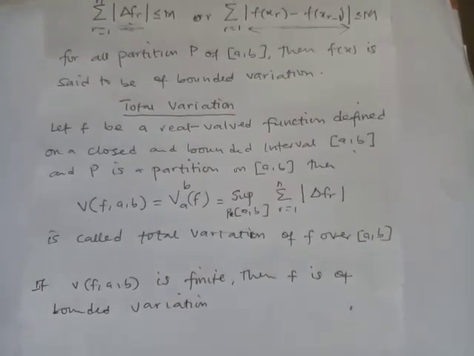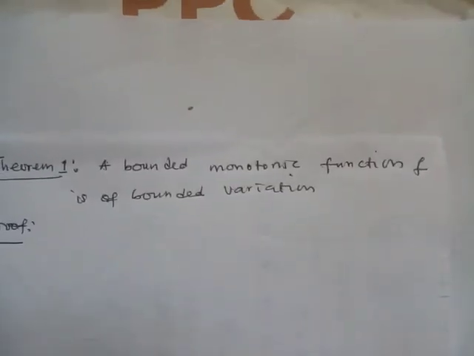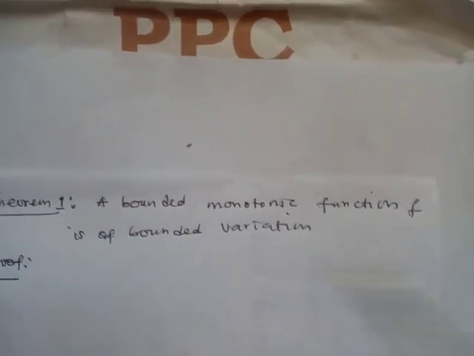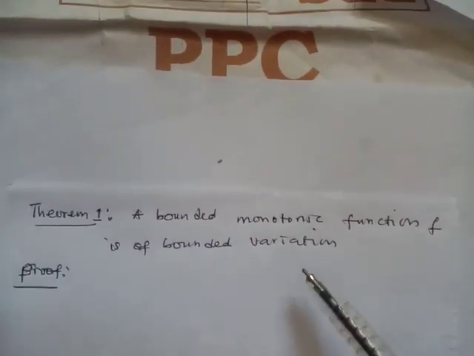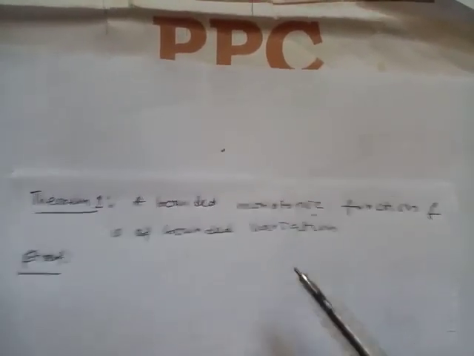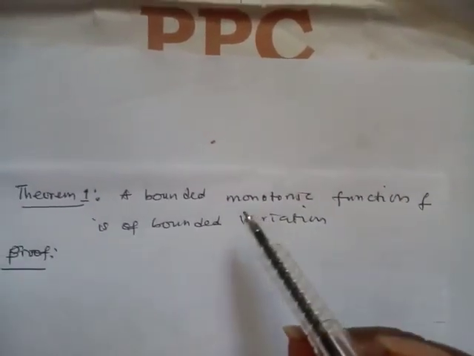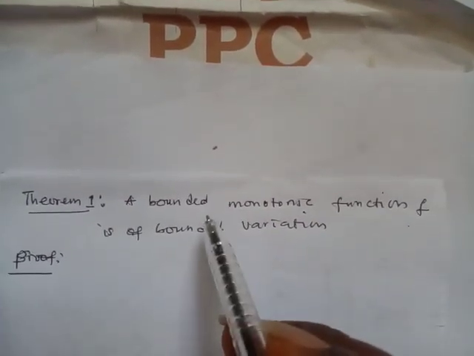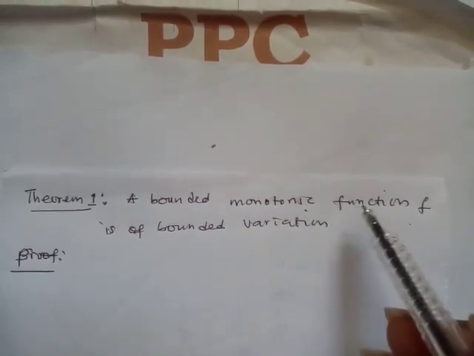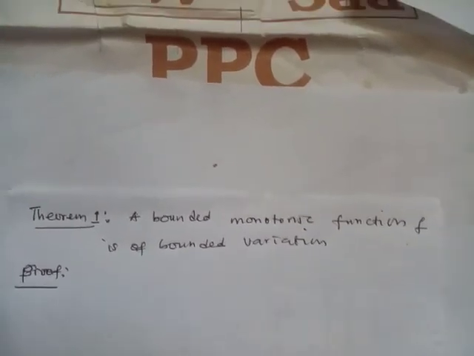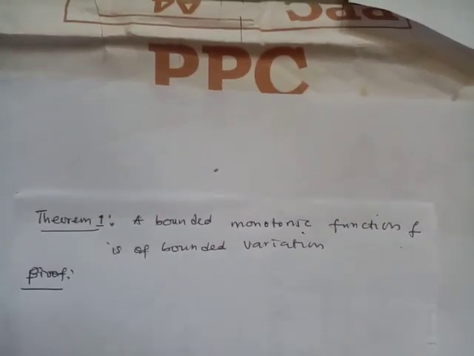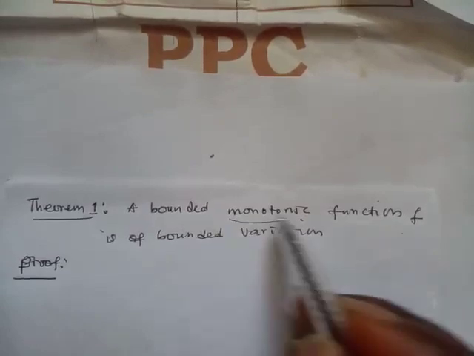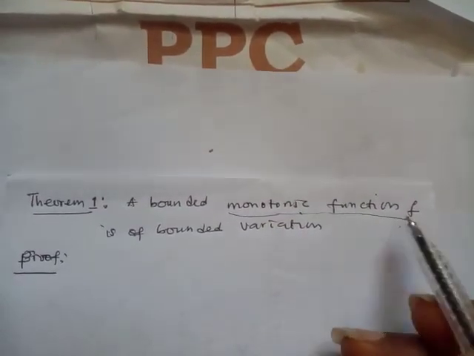So let's consider the following theorems. The first theorem we consider is this: a bounded monotonic function f is a function of bounded variation. So let's prove it. We have been told that this function f is a bounded monotonic function. If a function is monotonic, definitely it is bounded. So we start with the statement that f is a bounded monotonic function.